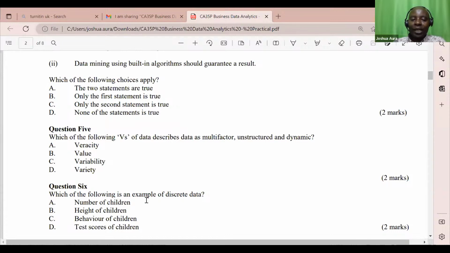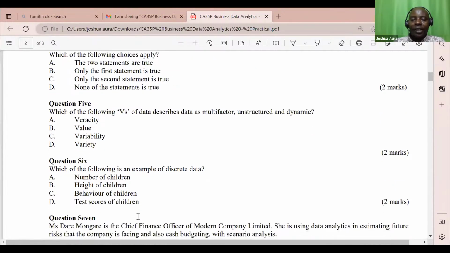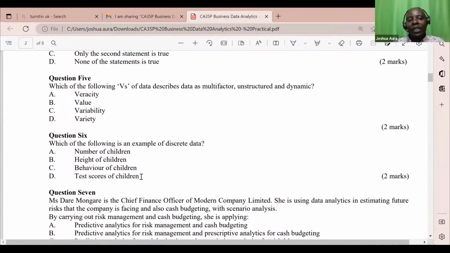Height of kids, for example, one is 5'7", another one is 5'6", right? Continuous. Behavior of children is not even countable. It's not even measurable. Behavior of children is more qualitative. So this one is out. The test scores, this was quite confusing, but you see, even with test scores, somebody can get 3.5, somebody can get 40.5. There is the 0.5. So basically, for discrete data, the best example was number of children. So somebody who has done some research must have gotten this question nicely.